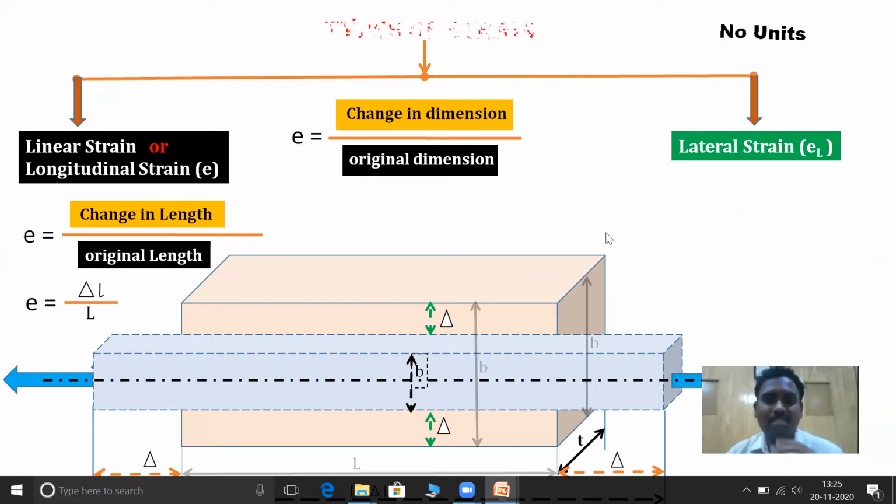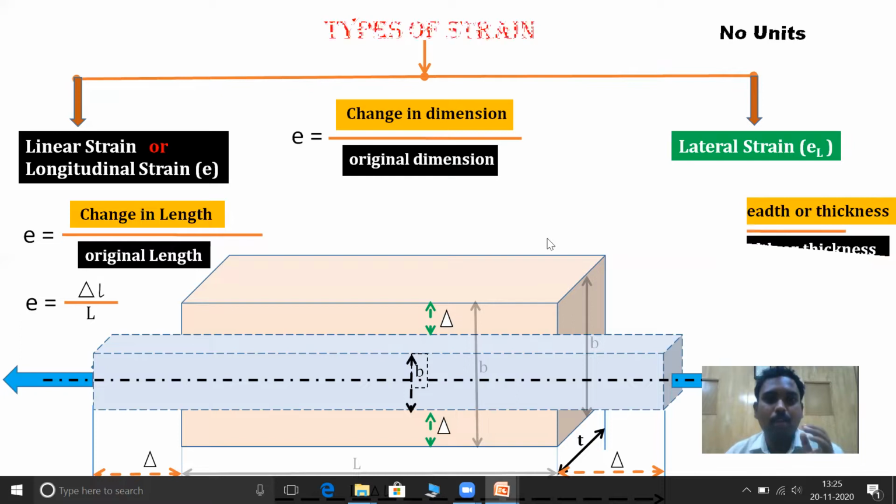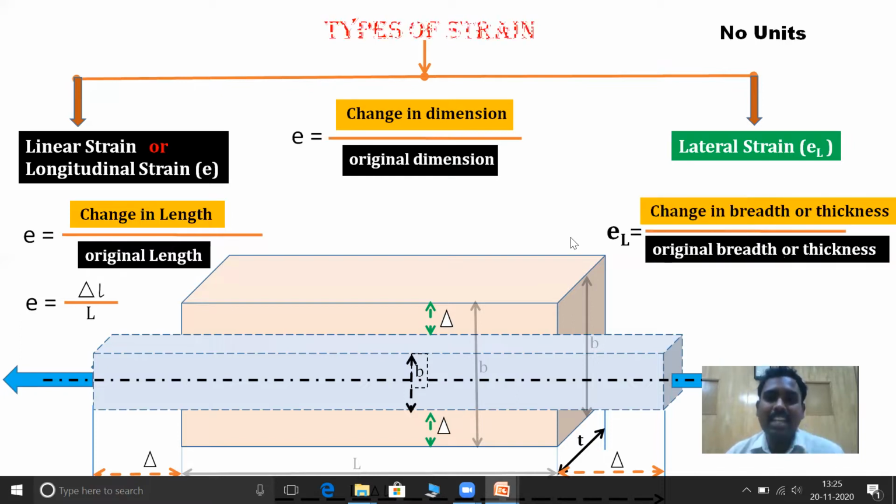This is a lateral strain. So the formula becomes EL is equal to change in breadth or thickness divided by original breadth or thickness. Students, it's very clear what I said. You are supposed to take dimensions that are other than length. Just observe what the dimensions other than length are. It's breadth and thickness, very simple. So that is why I have taken breadth and thickness as a reference.